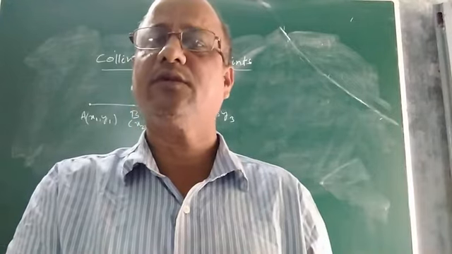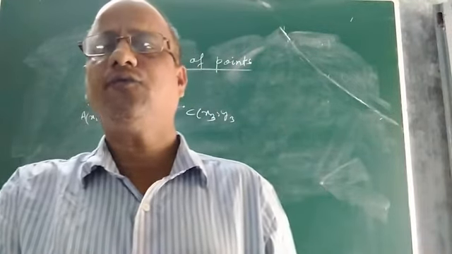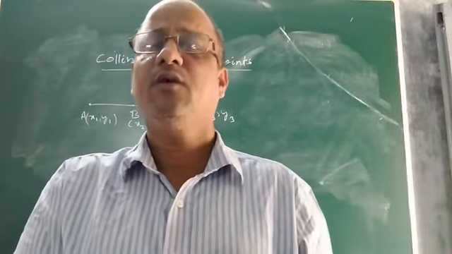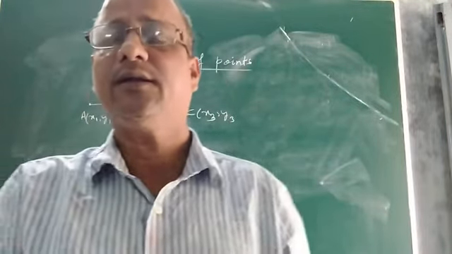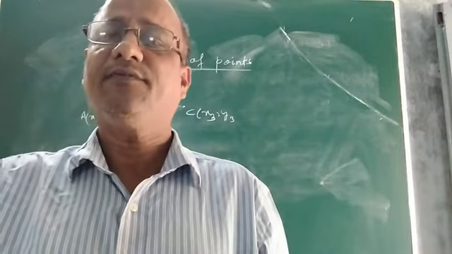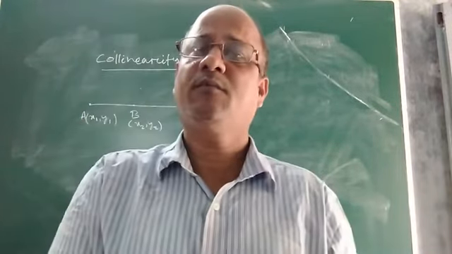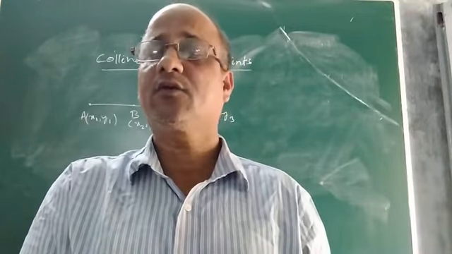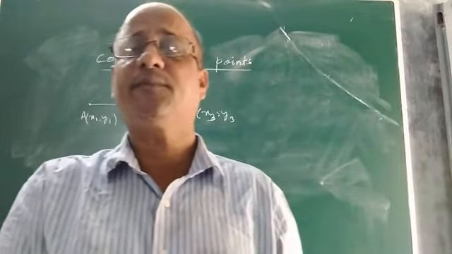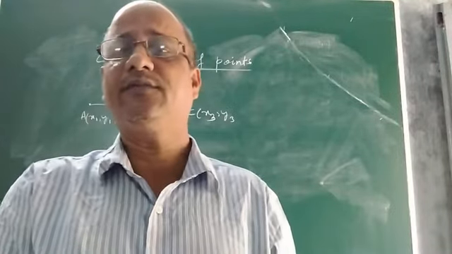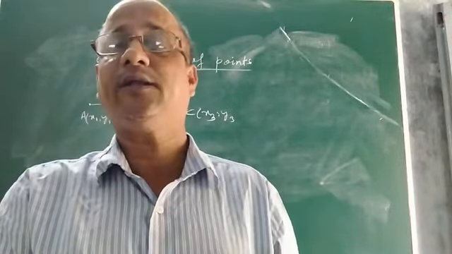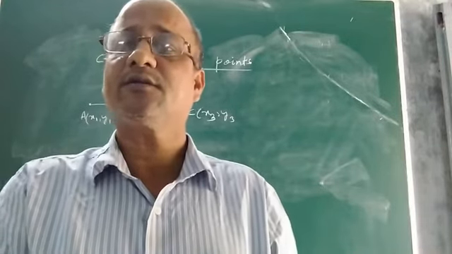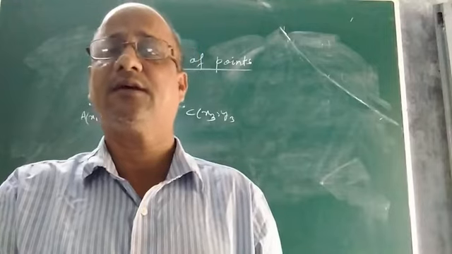Children, in the last class we discussed how to find the area of a triangle using the concept of coordinate geometry. That means, what is the formula to calculate the area of a triangle if the coordinates of the three vertices of a triangle are given. If you are given the coordinates of the three vertices of a triangle, how to calculate its area and what is the formula to find the area of a triangle in terms of coordinate geometry, it was discussed. The formula was derived in the last class.